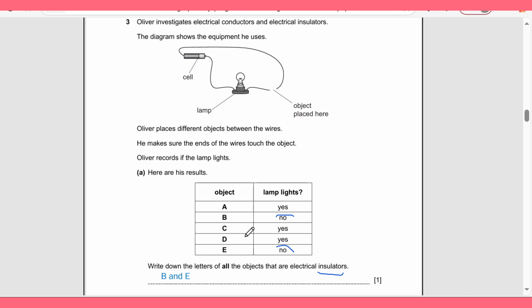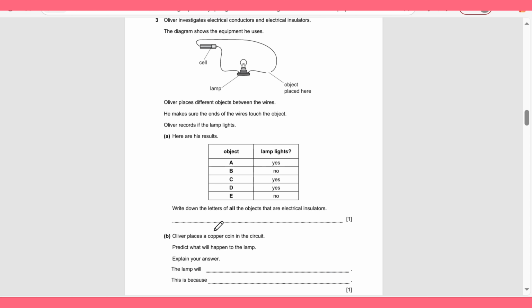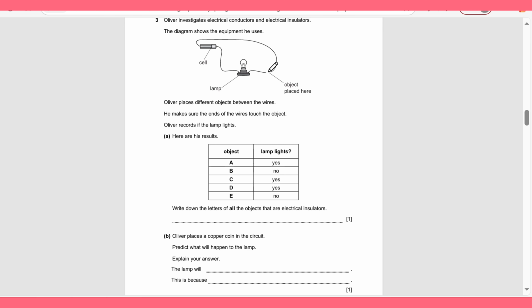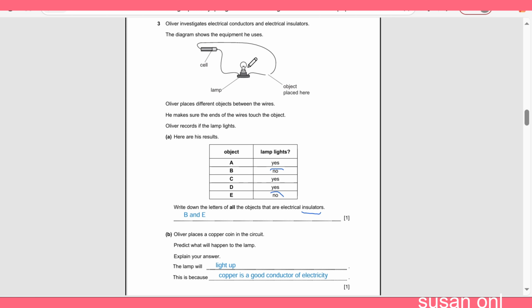Let's move on to 3B. Oliver places a copper coin in the circuit. Now predict what will happen to the lamp. Copper here. Explain your answer. The lamp will blank, and this is because of what? Let's check out the answer, guys. So the lamp will light up when Oliver places a copper coin in the circuit, because copper is a good conductor of electricity. Let's move on.